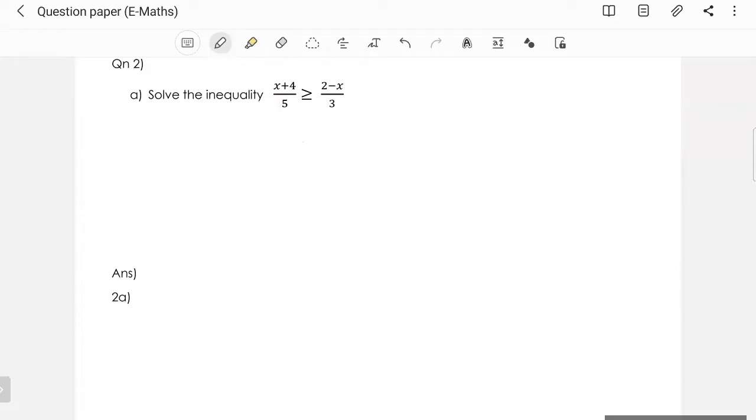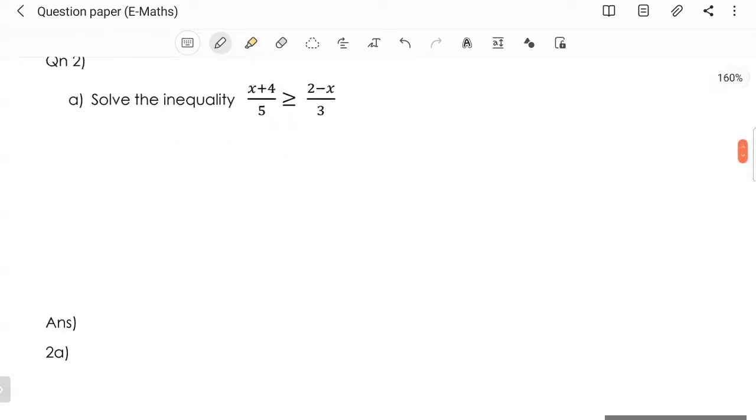Let's take a look at this question. In general, paper 2 of E-Math has quite a few algebra questions and the weightage is quite high. Hence, I want to discuss this question. Generally, for algebra, we are able to check our answers. So let's look at 2A. We want to solve the inequality. So how do we start this question?